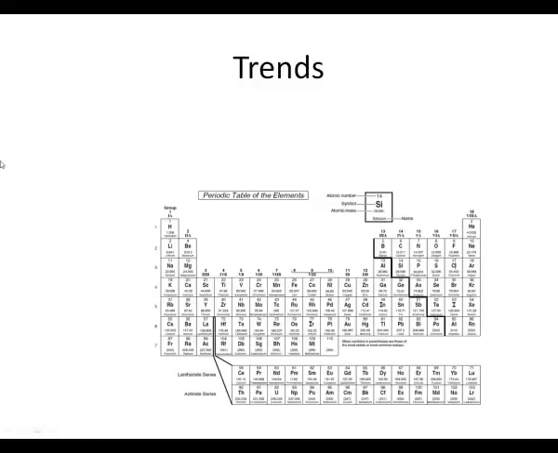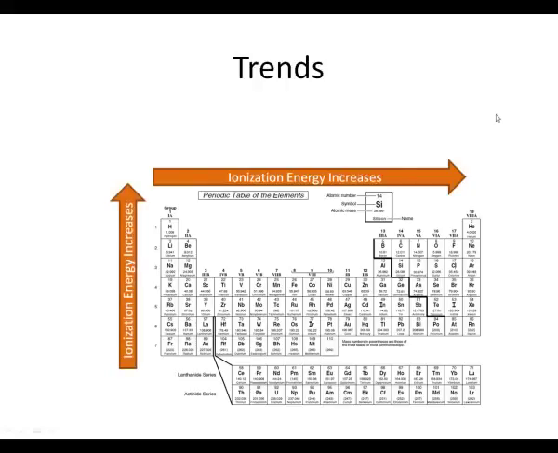So here are the trends sort of graphically illustrated. There's your table of elements. First trend is going to be ionization energy, and this increases as you go up and as you go towards the right. So that means that the element with the highest ionization energy is going to be fluorine here. So fluorine's got the highest ionization energy.